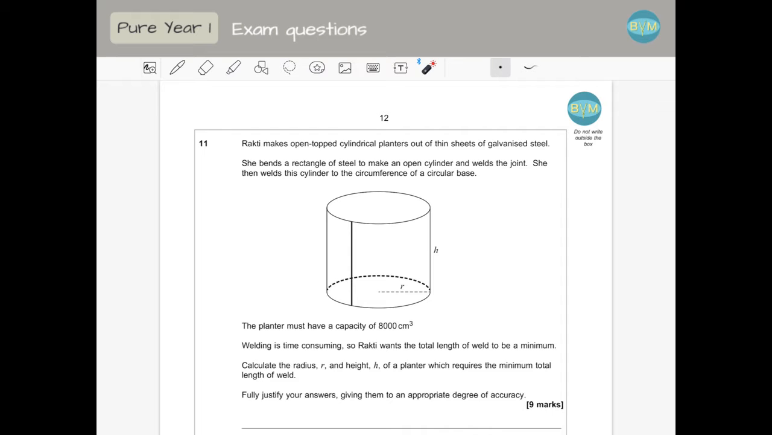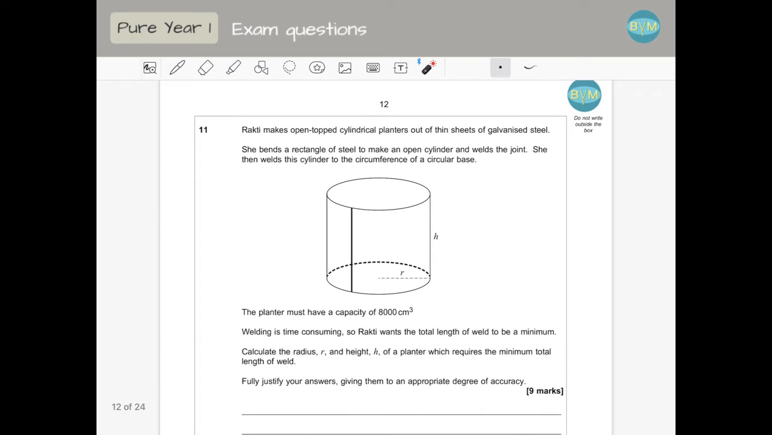Hello, this is question 11 on your June 2018 paper 2 from AQA. Ratti makes open-topped cylindrical planters out of thin sheets of galvanized steel. She bends a rectangle of steel to make an open cylinder and welds the joint. And then she welds this cylinder to the circumference of a circular base.